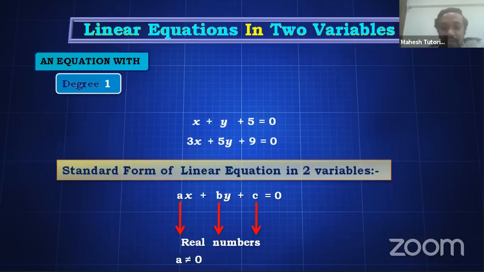Students, everyone look at the standard form very carefully. Ax plus by plus c equal to 0. Now in this standard form, if a becomes 0, मतलब a की जगह पर 0 डाल दो.